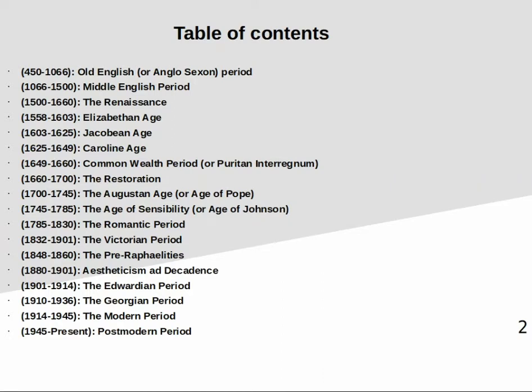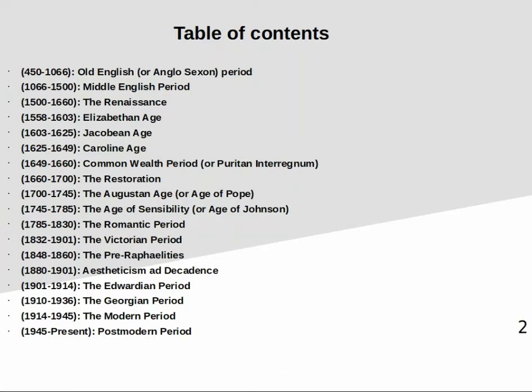The next period is the Elizabethan age, which starts from 1558 and ends in 1603. The next period is the Jacobean age, which starts from 1603 and ends in 1625. The next period is the Caroline age, which starts from 1625 and ends in 1649. The next period is the Commonwealth period, also known as the Puritan Interregnum, which starts from 1649 and ends in 1660.